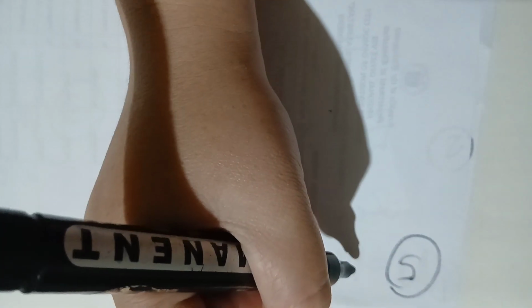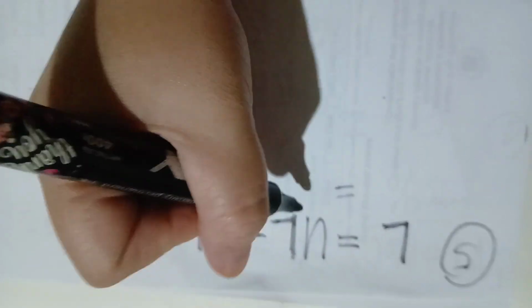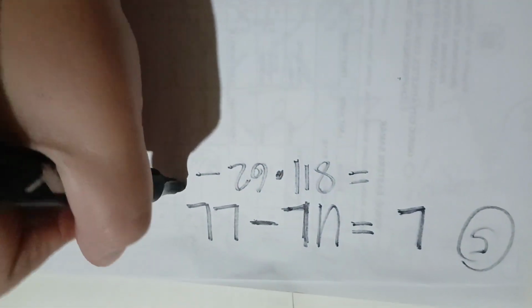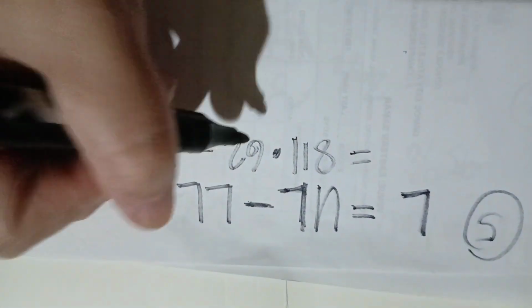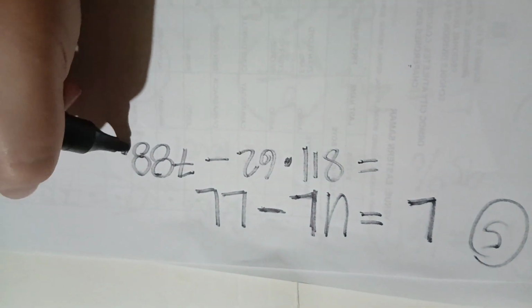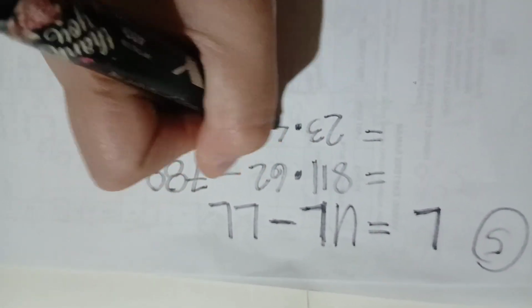The last one, we have to compute the length of the confidence interval. So we have here the formula: length of the confidence interval equals the upper limit minus the lower limit. Our upper limit is 811.62, minus, or the difference between 811.62 and 788.38. So we have the length, 23.44.